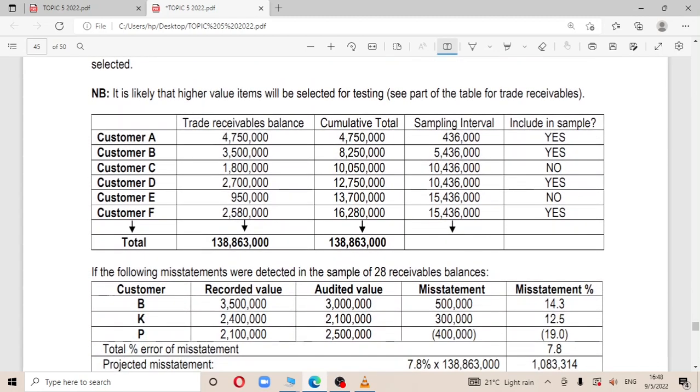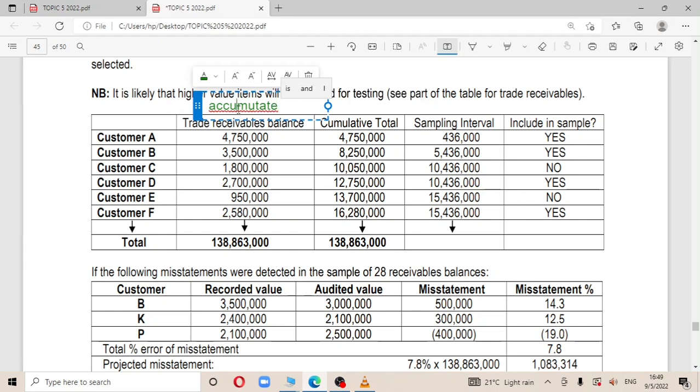You accumulate them like you see here. 4.7 plus 3, you get 8, plus 3.5, you get 8.2. You add that, those are the accumulated figures. Then the sampling interval. You must get the sampling interval.